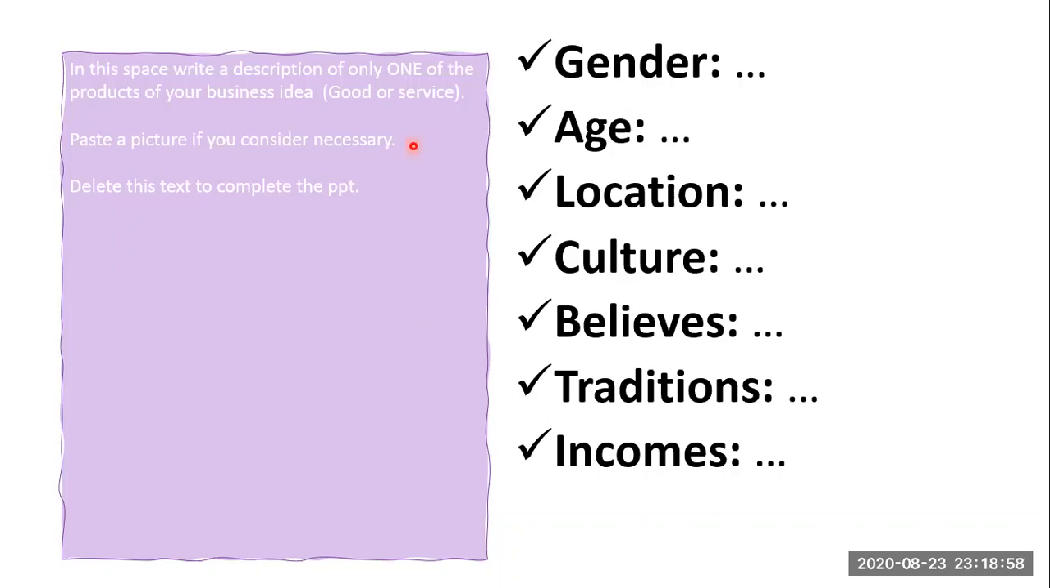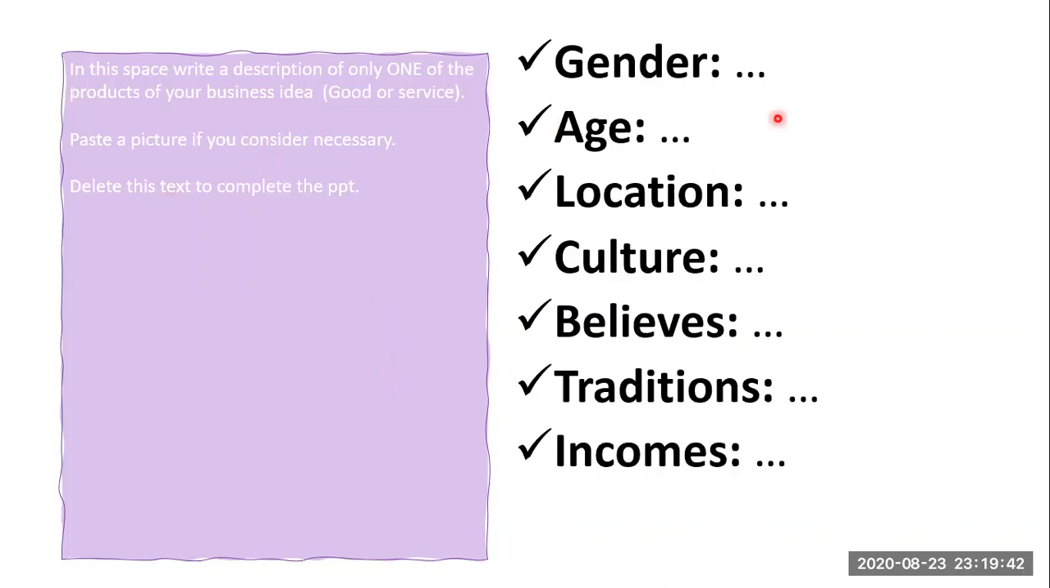If not, it's okay. I understand because we are only starting with this. And this is something I include just in case, delete this text to complete the PowerPoint presentation. Okay, so you delete this. This is only for instructions. So here you write your idea or paste a picture, and on the right, you describe your client profile. So what kind of people, or the characteristics of people, will buy this product? You got it?